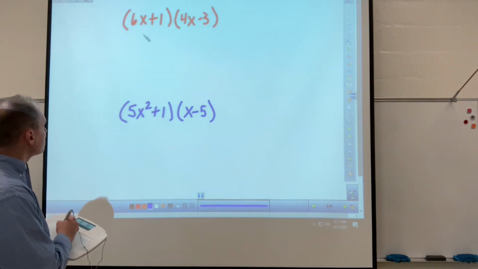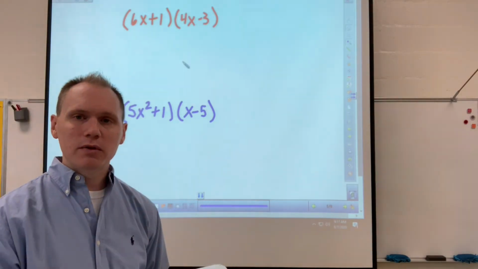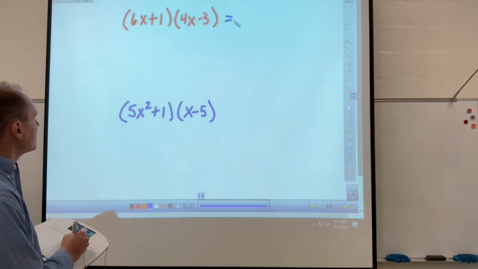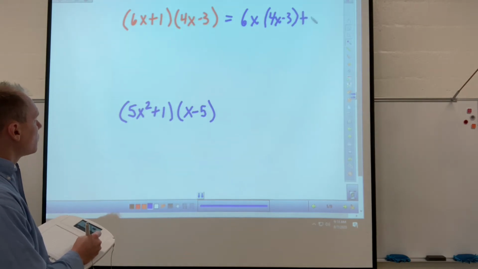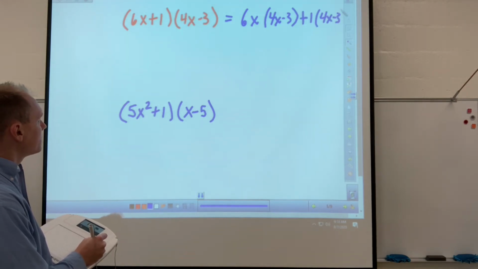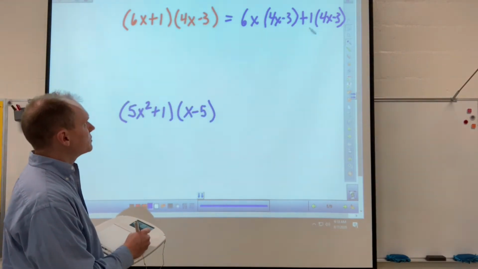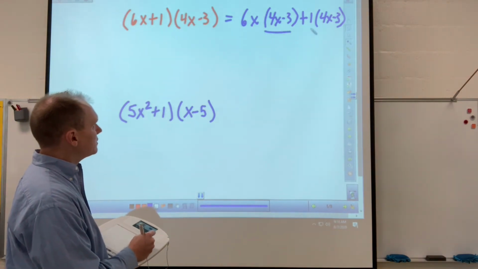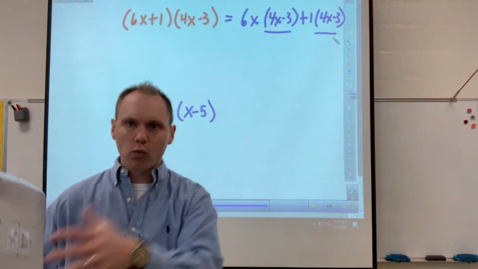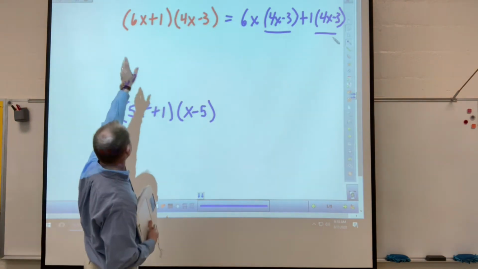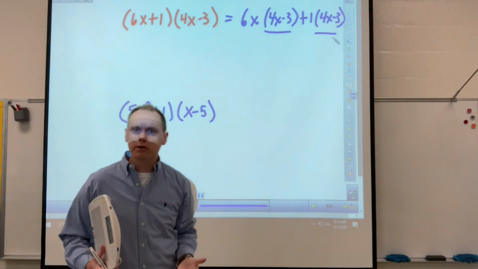So when we distribute, we're almost undoing what we've kind of been thinking about. All right. So I'm going to rewrite this in a different way here. 6x times 4x minus 3 plus 1 times 4x minus 3. So if we think about what we've been doing, if we were to go backwards here, when we started with this, we would say, okay, we have 6x of these plus 1 of these equals how many? And we would add, and we'd say, oh, we'd have 6x plus 1 of these. And so we're just kind of going in reverse from what we've been doing.